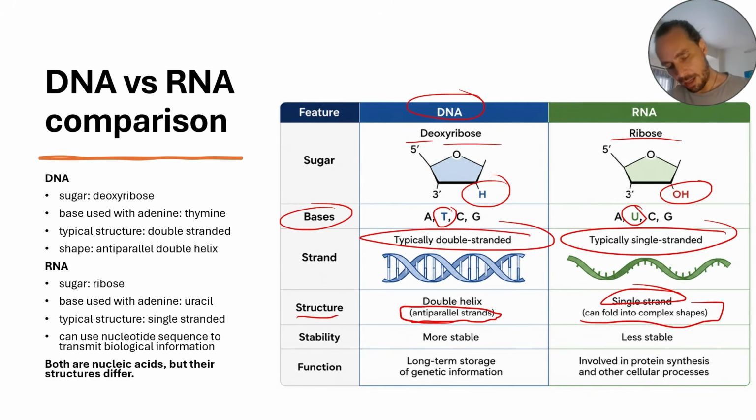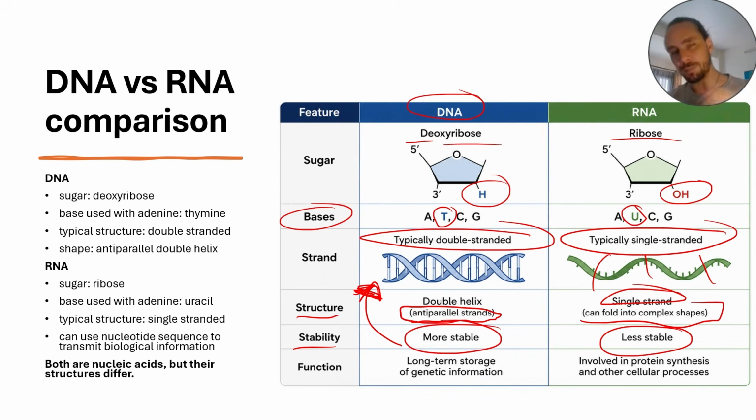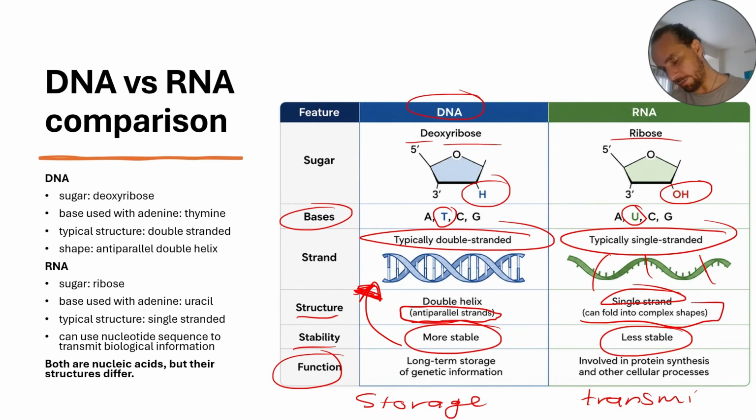And stability: DNA, as a double helix structure, is more stable and has a longer shelf life. It is more stable as a molecule, whereas RNA is less stable, and over time it will break down. And then function: DNA is for long-term storage, and RNA is used to transmit information. It's also important in other cellular processes, and we'll get to that as we progress through the units.